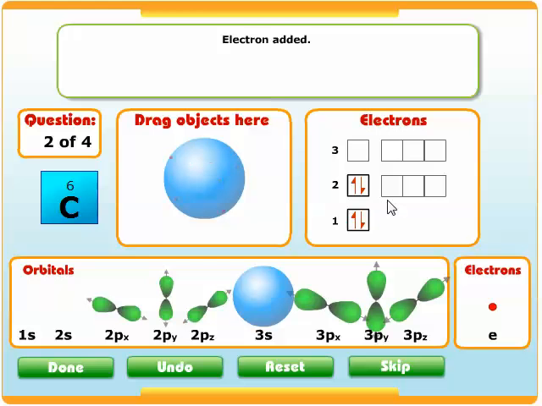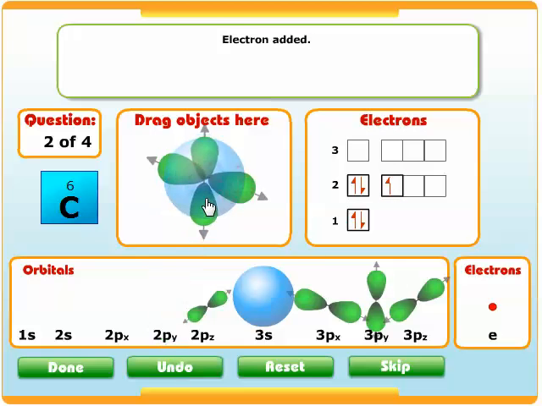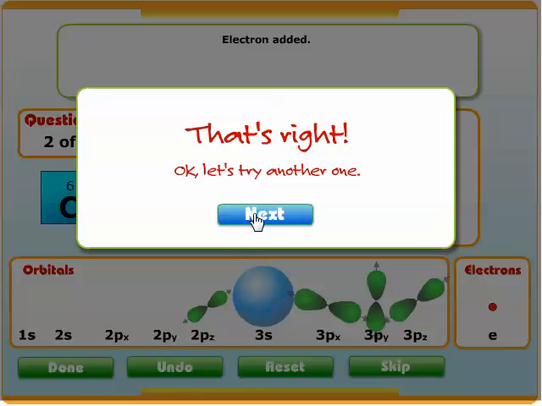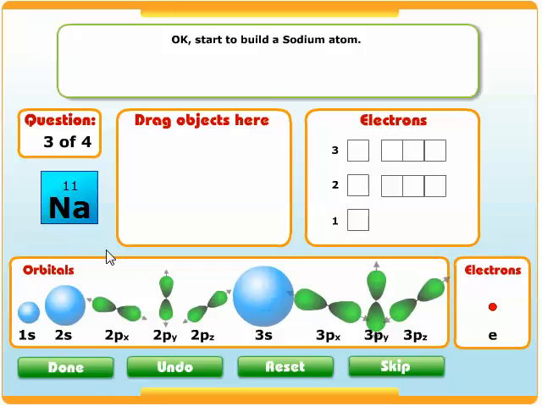Well, I know because of Hund's rule that tells me I have to have 1 electron in each orbital before I can double up, that I'm going to need to add 2 orbitals. So I'm going to go ahead and add 1 orbital and plunk an electron into there. I'm going to add a second orbital and plop an electron into there. Okay, so now I have 1, 2, 3, 4, 5, 6 electrons. Way to go.